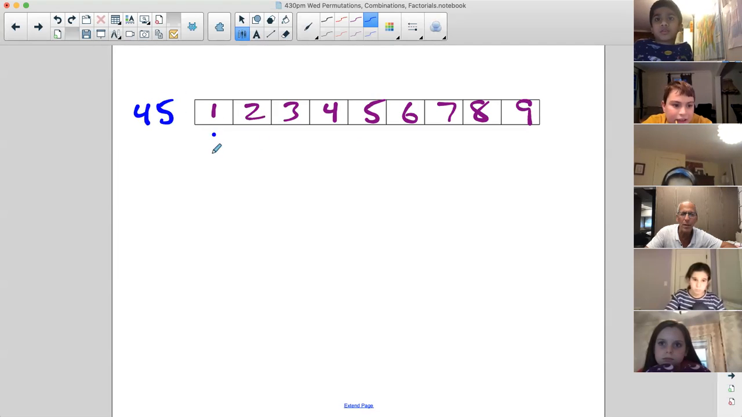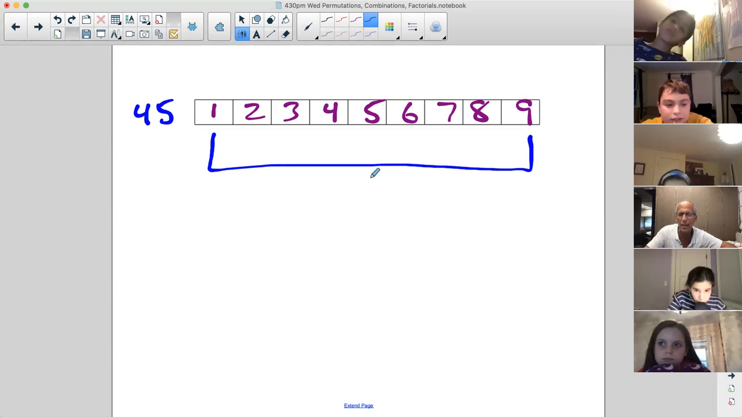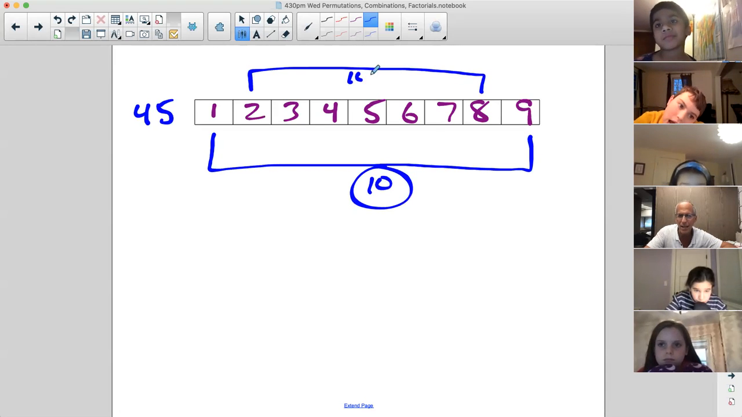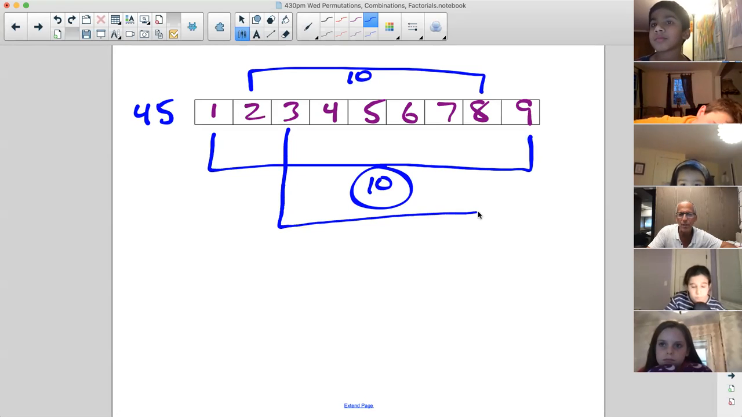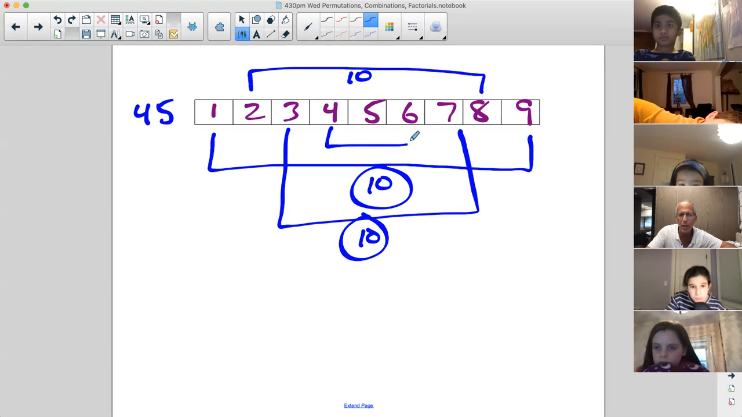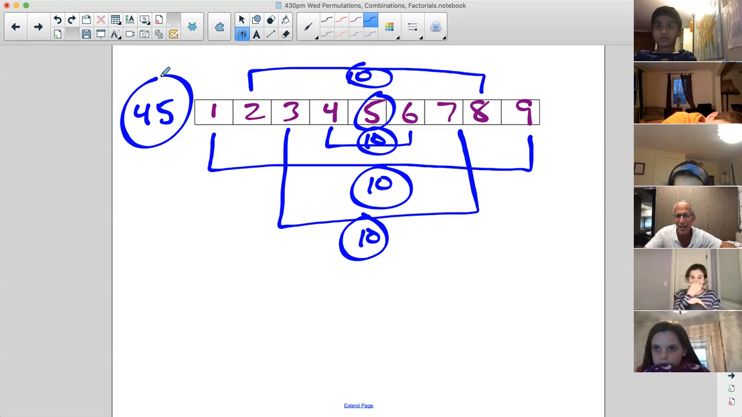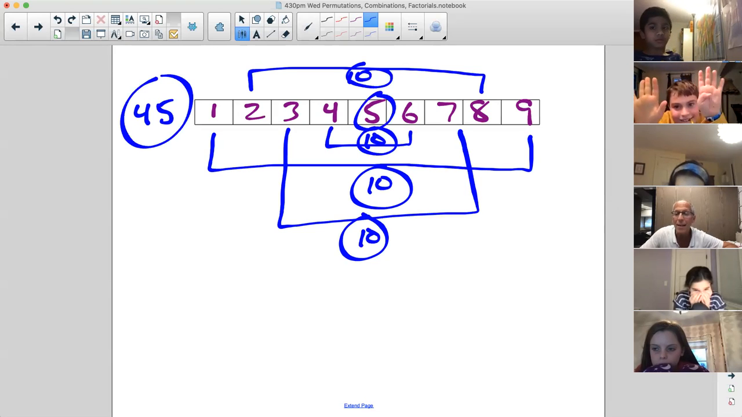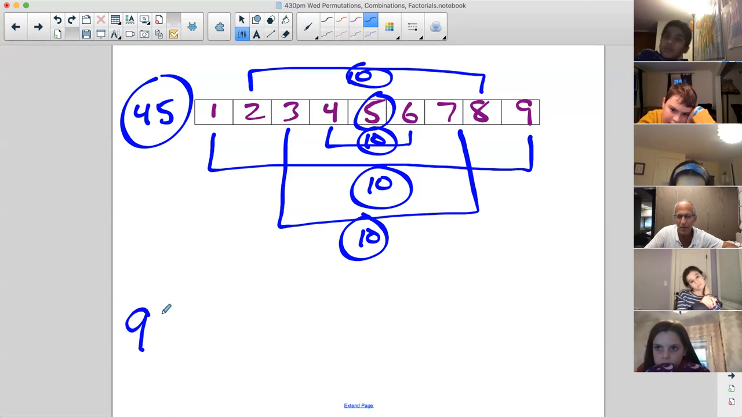Wait a minute. Do you mean to tell me that 1 plus 9 is 10, and 2 plus 8 is 10, and 3 plus 7 is 10, and 4 plus 6 is 10, and we have 4 10s and a 5, and it makes 45? Wow. Now, who knows what happens if we do 9 factorial?